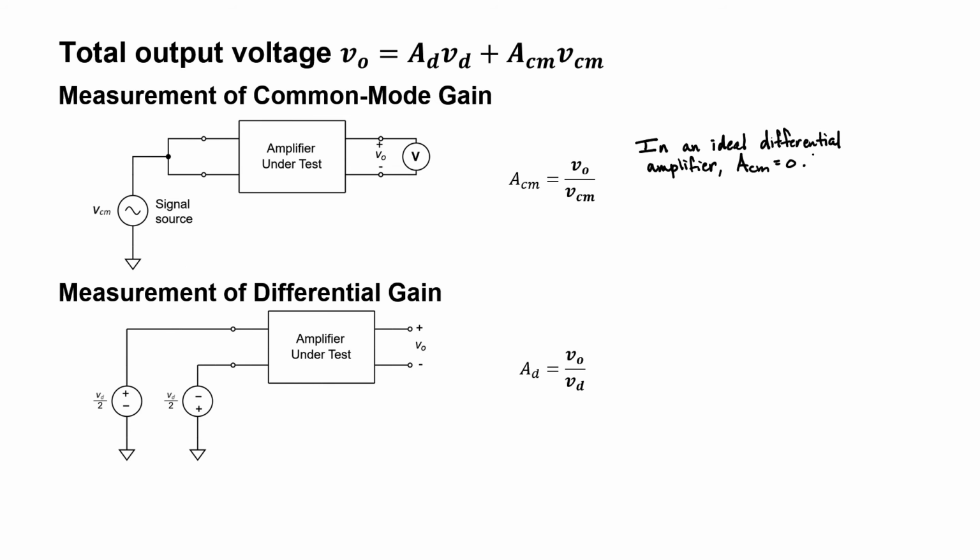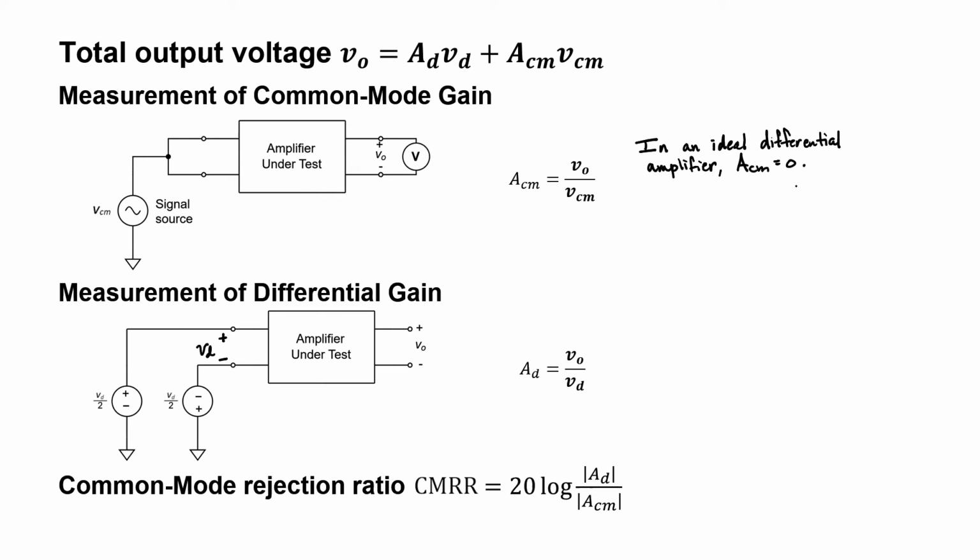How would we measure the differential gain? Well, to measure the differential gain, I would put one signal on one terminal, and then I would put its inverse on the other terminal. You might notice here that one of these voltage sources is upside down relative to the other one. The differential gain in such a setup would just be the output voltage divided by my input voltage V sub D. V sub D is just the voltage existing between these two terminals.